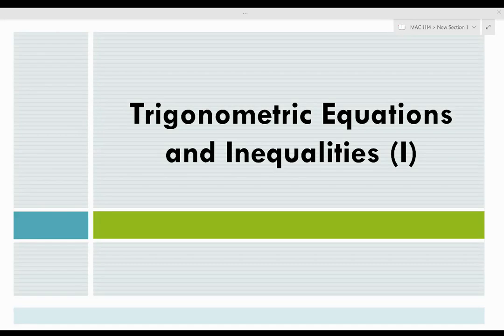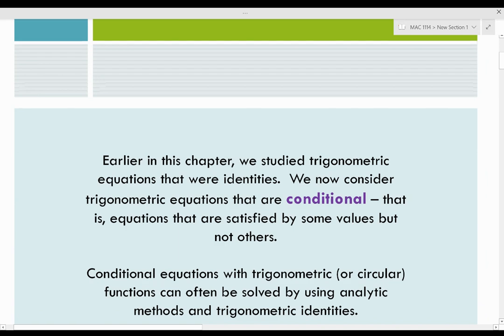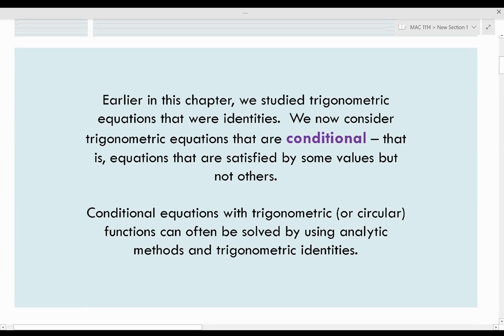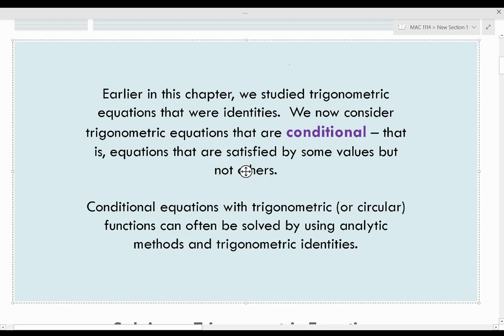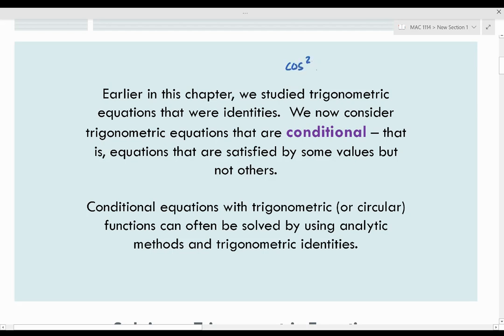Hey you guys, in this section we are going to cover trigonometric equations and inequalities part 1. If you remember, earlier in this chapter we talked a lot about identities. One of the ones we covered was the Pythagorean identity, which says cosine squared theta plus sine squared theta equals 1.